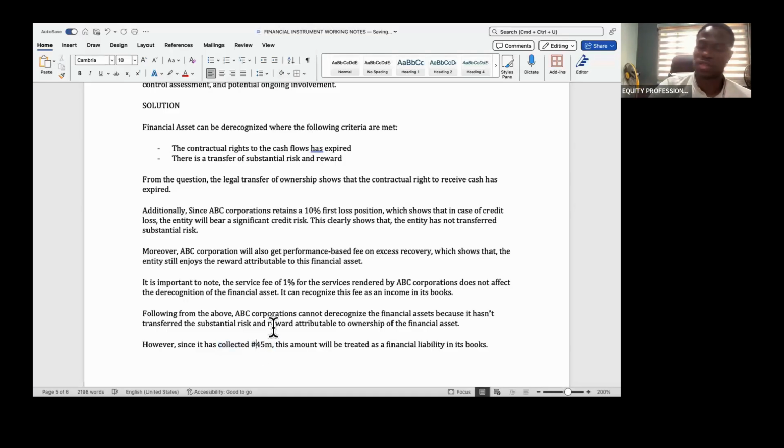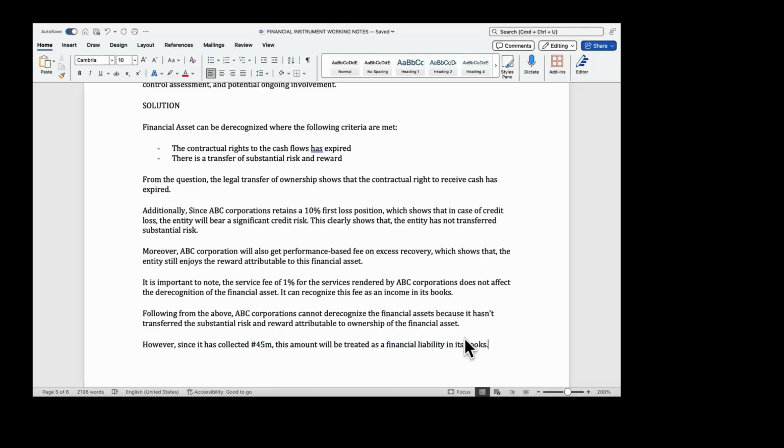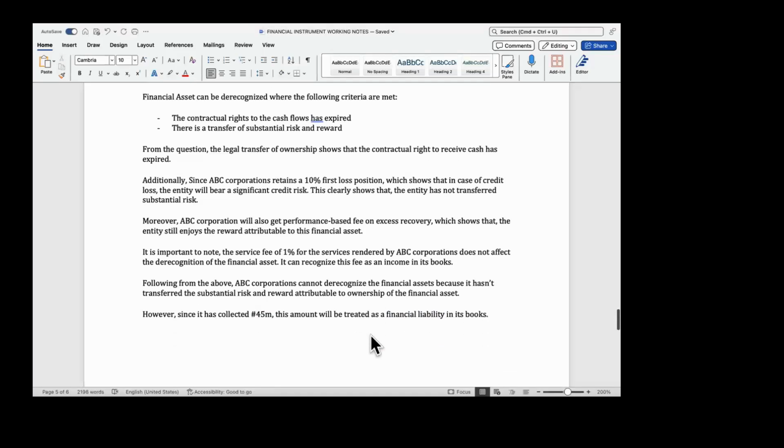The 50 million still remains a financial asset. You will not derecognize that. That one is still in his books. But since he has collected money, that money he collected is a liability in his hands. He has to return it. Okay, sir. Okay. Thank you.